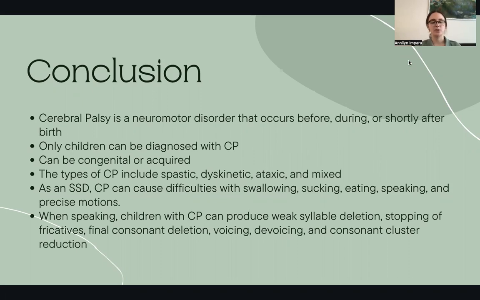As a speech sound disorder, CP can cause difficulties with swallowing, sucking, eating, speaking, and precise motions. When speaking, children with CP can produce weak syllable deletion, stopping of fricatives, final consonant deletion, voicing, devoicing, and consonant cluster reduction.